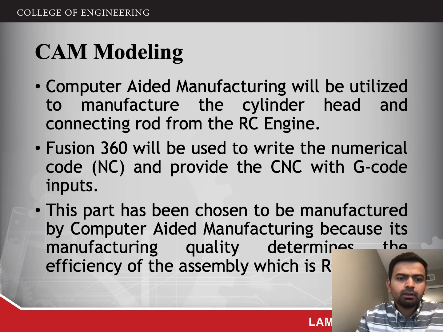CAM modeling. Computer aided manufacturing will be utilized to manufacture the cylinder head and connecting rod from the RC engine. Fusion 360 will be used to write the numerical code and provide the CNC with G-code inputs. This part has been chosen to be manufactured by computer aided manufacturing because its manufacturing quality determines the efficiency of the assembly, which is the RC engine.